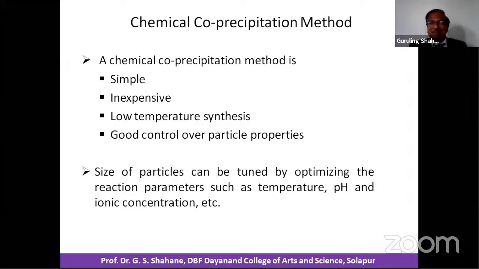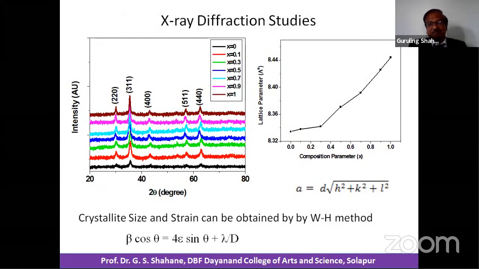It is a low temperature synthesis, does not require very high temperature, and at the same time, very important, good control over the particle properties. Size of the particles can be tuned, can be controlled by optimizing the reaction parameters such as temperature of the bath, pH of the solution, and ionic concentrations. So very simple method for the synthesis of nanoparticles. It is the chemical co-precipitation method.